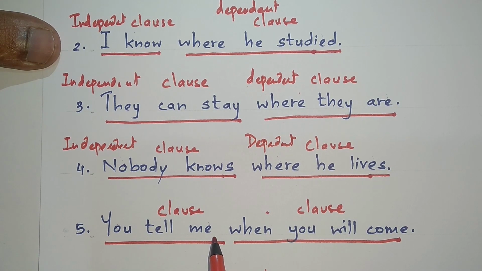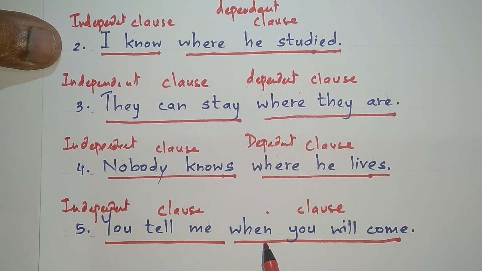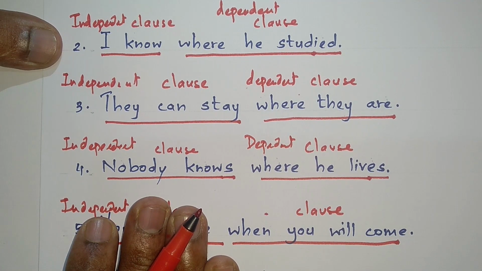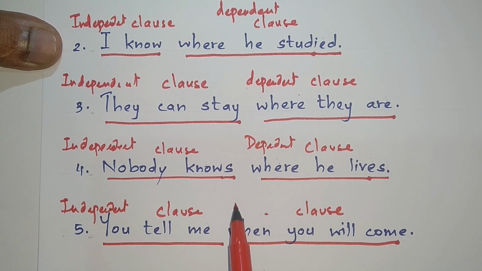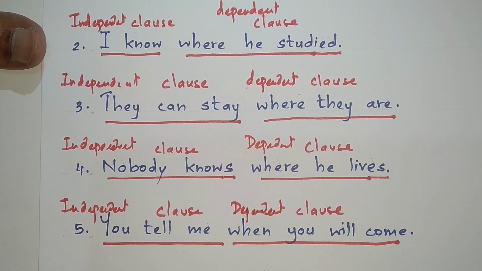You tell me. आप बताओ मुझे. Makes sense, isn't it? Does not require any more information. So therefore, you tell me is independent clause. Remaining part, when you will come. When you will come. Just consider these four words. Does it make sense on its own? No, it does not. And therefore, this part is the dependent clause.